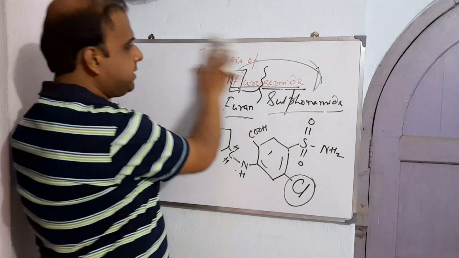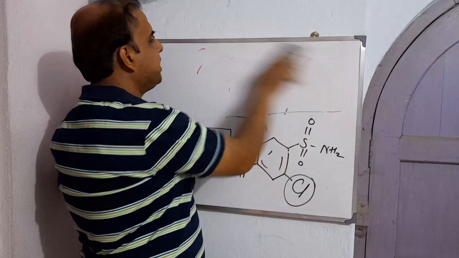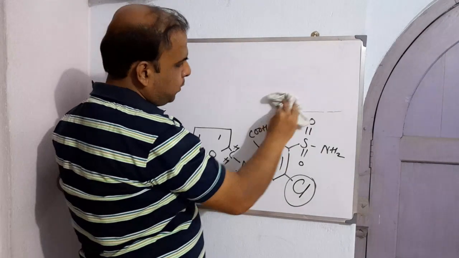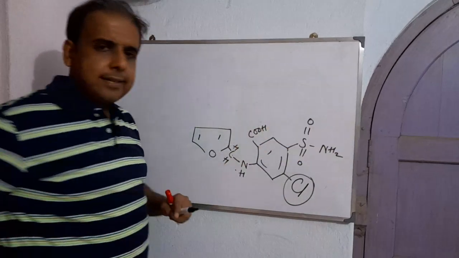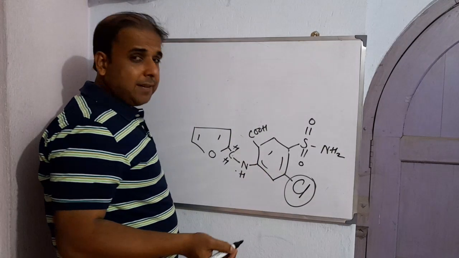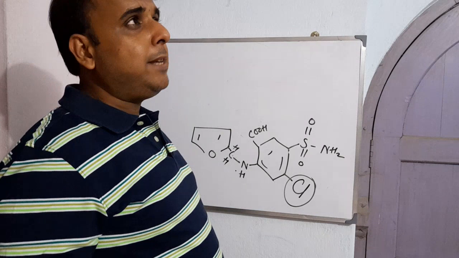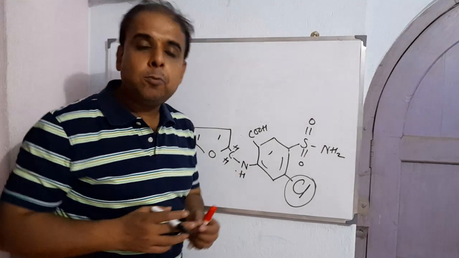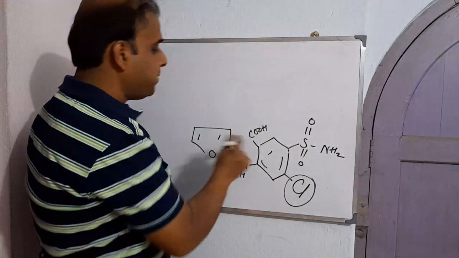IUPAC naming is very simple. You are not supposed to use the term anthranilic acid while framing the IUPAC name. Rather, we should say it's a benzoic acid, because anthranilic acid is an analog of benzoic acid. So this is benzoic acid.